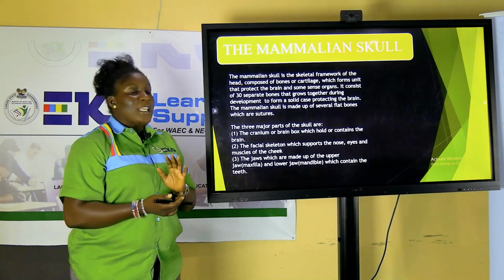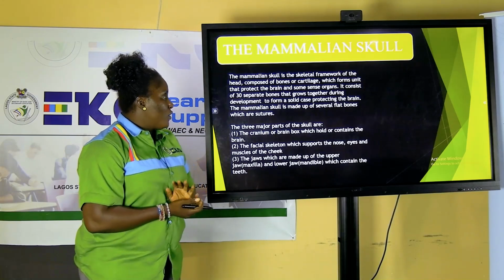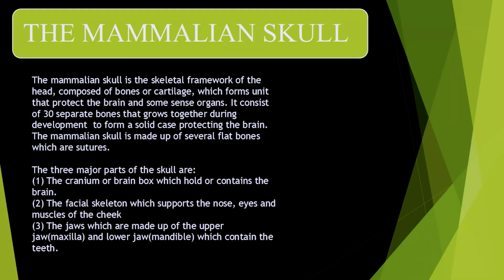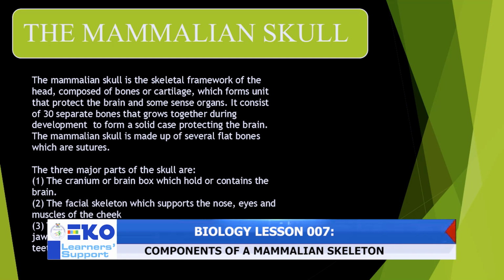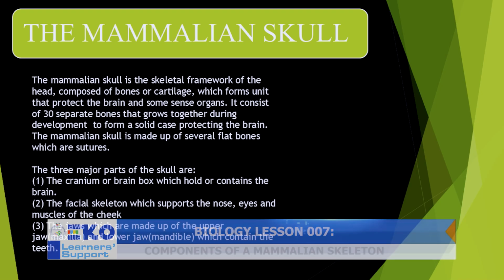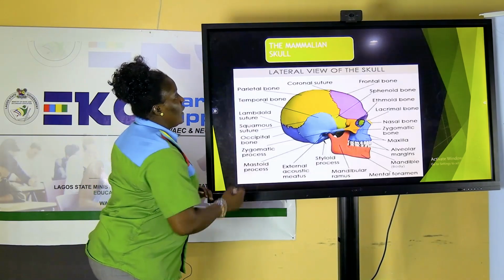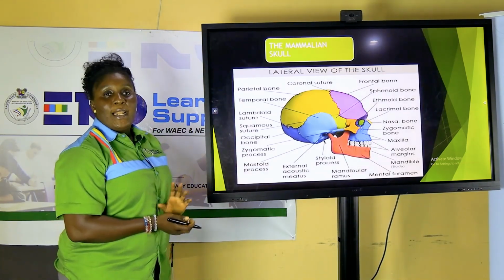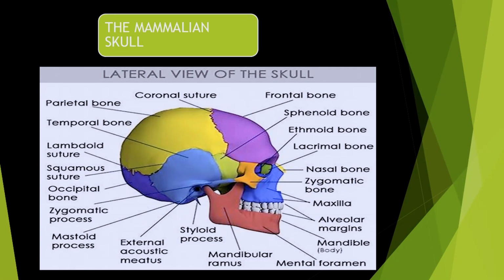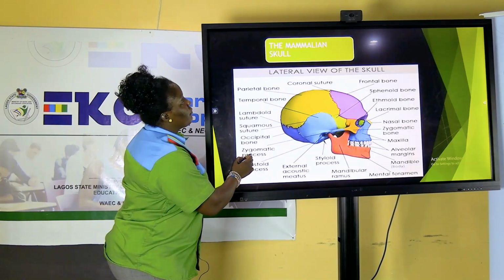The mammalian skull is made up of several bones, which are joined by sutures. The major bones of the skull are the cranium, otherwise known as the brain box, which contains the brain. We have the facial skeleton, which supports the nose, the eyes, and the muscles of the cheek. Then we have the jaws, which are made up of the upper jaw, which is known as the maxilla, while the lower jaw is known as the mandible. This is a diagram of the mammalian skull, and you can see the different labelings alongside.